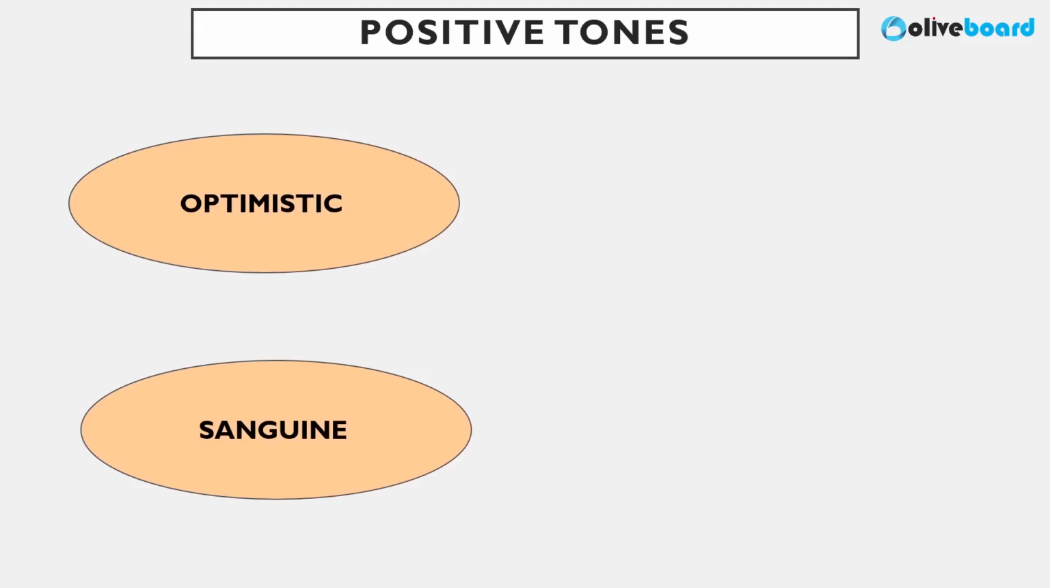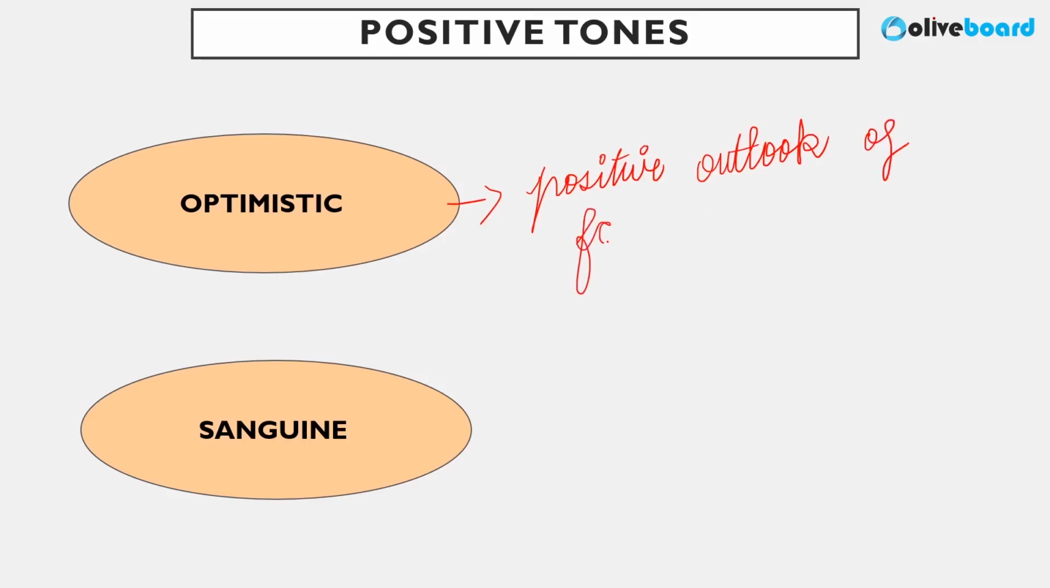Okay, next one is optimistic, very direct meaning. If we say optimistic, it is a positive outlook. So when the writer towards the subject has a positive outlook of facts or events, when we look at the positive side of things, it is simple optimistic tone.